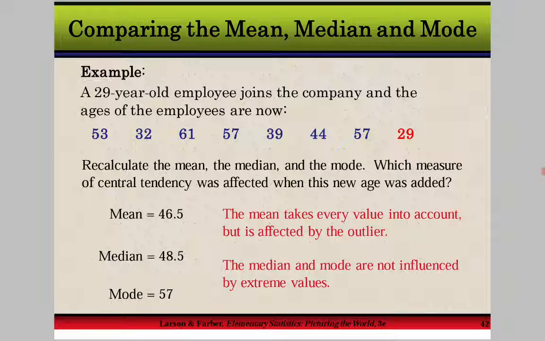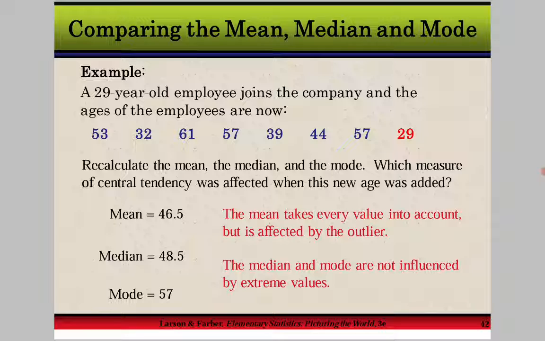So a 29-year-old employee joins the company and the ages of the employees are now 53, 32, 61, 57, 39, 44, 57 and 29. Recalculate the mean, median and mode. Which measure of central tendency was affected when this new age was added?